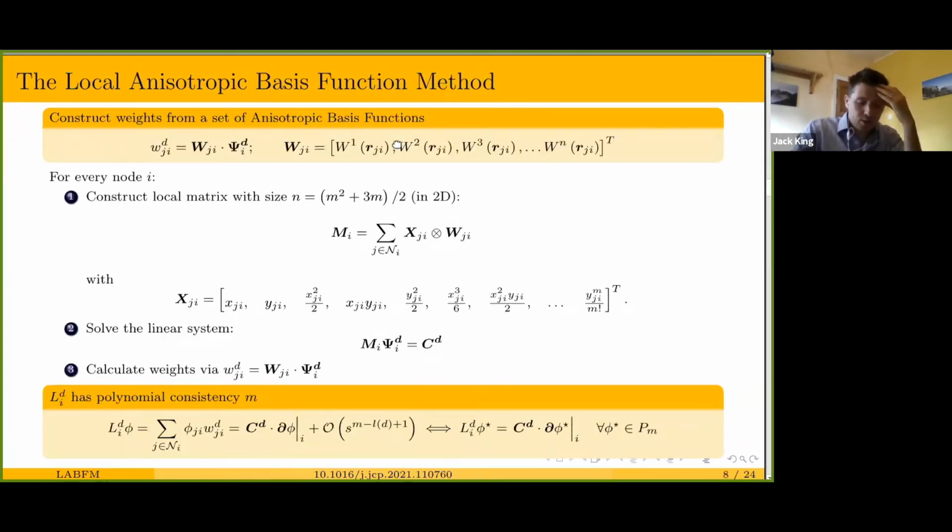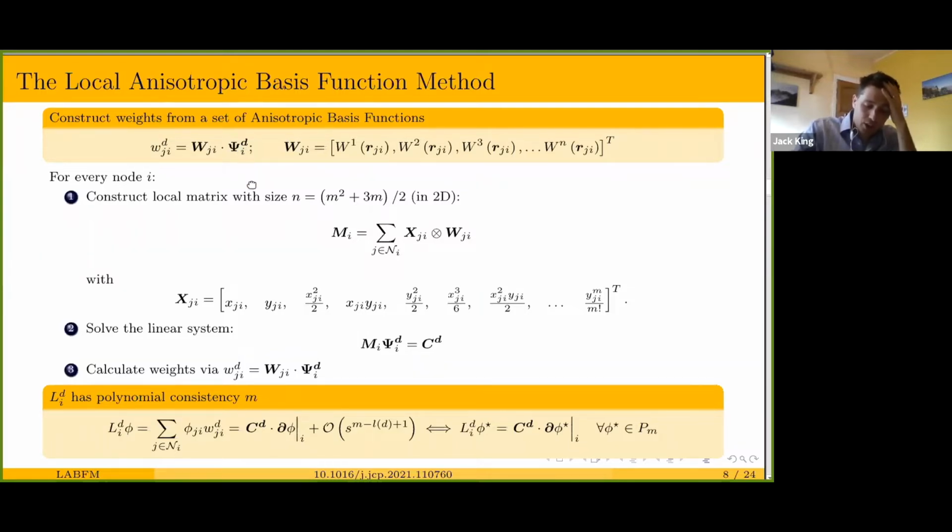So how do we make that general discrete operator consistent? First, we decide that we're going to construct our ij-specific weights from a series of anisotropic basis functions, W1, W2, W3. They're anisotropic in as much as they depend not only on the magnitude of the interparticle vector, like an SPH kernel does, but they also depend on the direction of this vector. The vector psi is just a vector of coefficients, and psi is the vector that we need to find, basically.